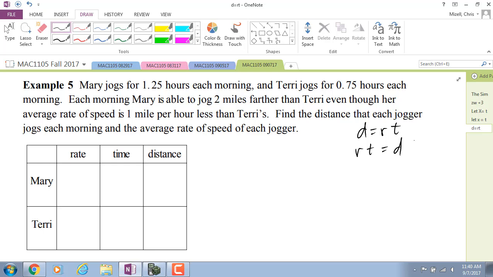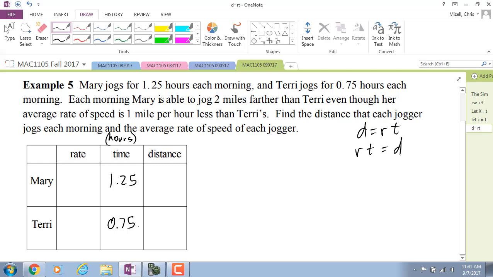So let's go ahead and fill in the times. The time is given in hours, so let's put hours up there. Mary's time is 1.25 hours. That's how long she spends jogging. Terry's time is 0.75 hours.